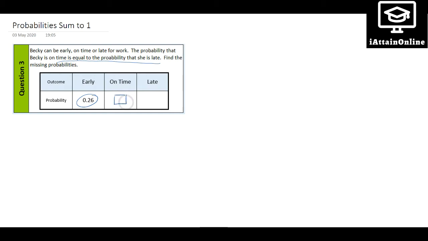So if I just draw a box to represent this probability, because being late is the same, these 2 boxes that I've just drawn are going to represent exactly the same number, exactly the same decimal. So I know that 2 lots of this box add 0.26 is equal to 1 because there are no other options. It is certain that she is either early, on time or late. Okay, so to find out what 2 lots of this box are, I need to take away 0.26 from 1.